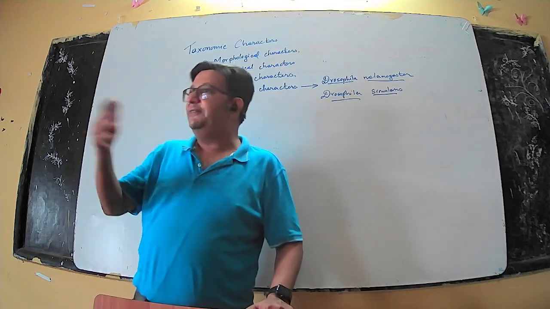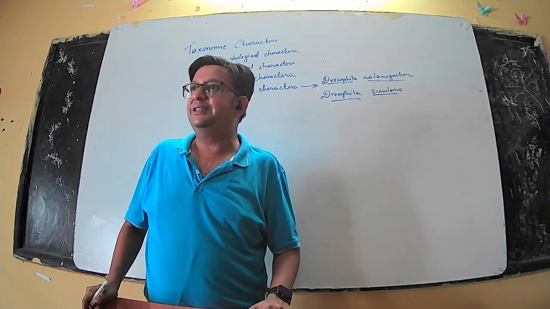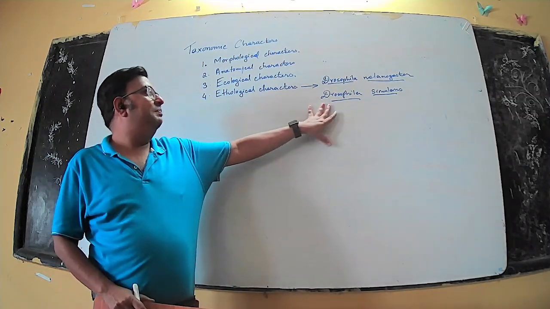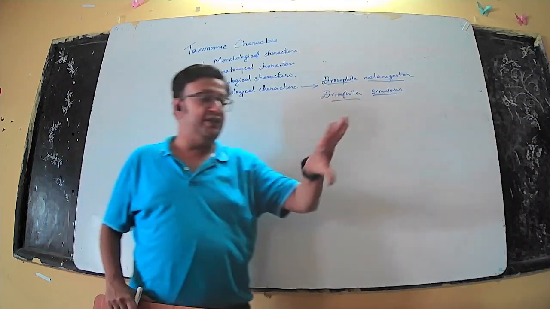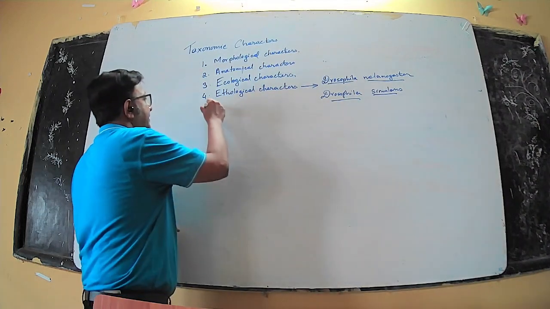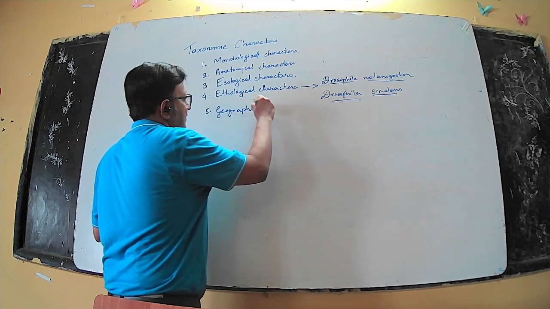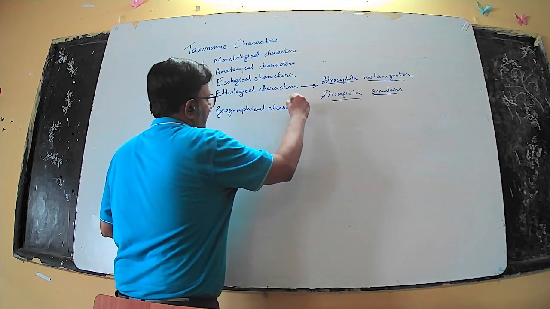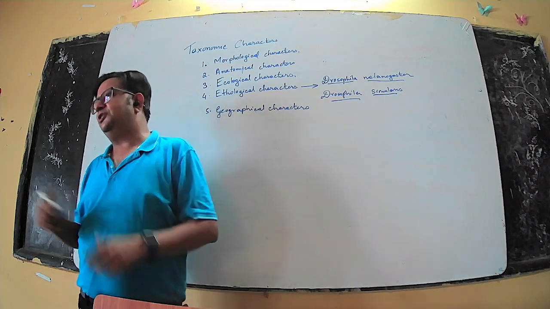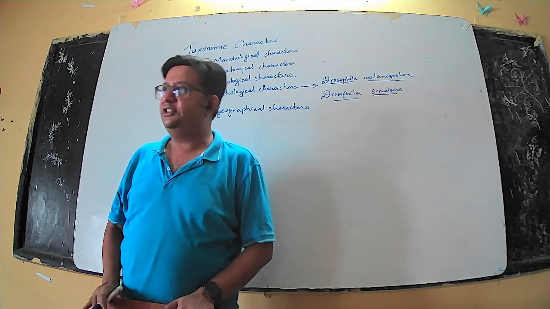There are several other things which human beings do which are genetically programmed. Everybody does; there are lots. That's a different issue in animal behavior. But this is an ethological character which you are talking about. Then you have geographical characters. Kangaroos are in Australia. So they are marsupials, they are different. Based on their geography, it's a geographical character.